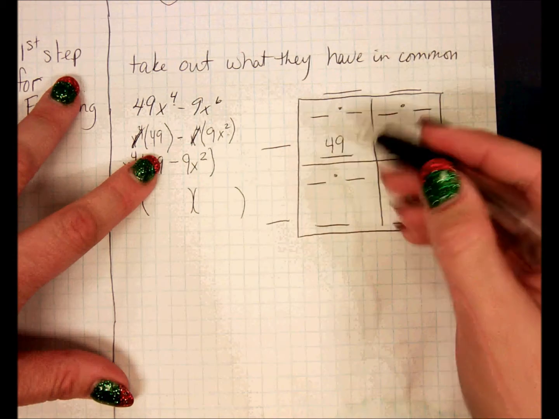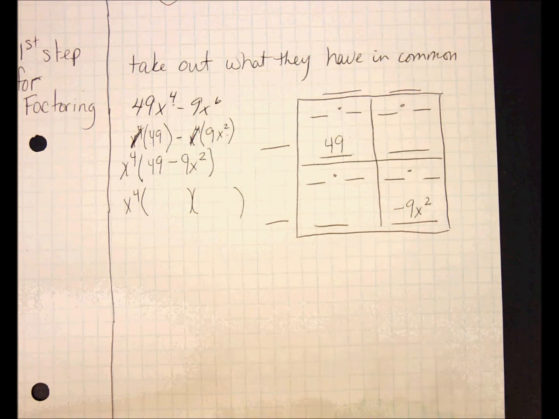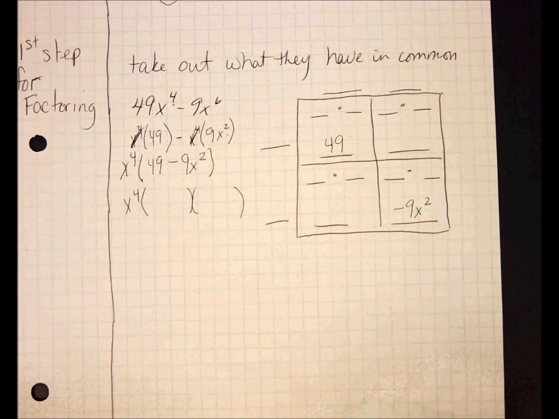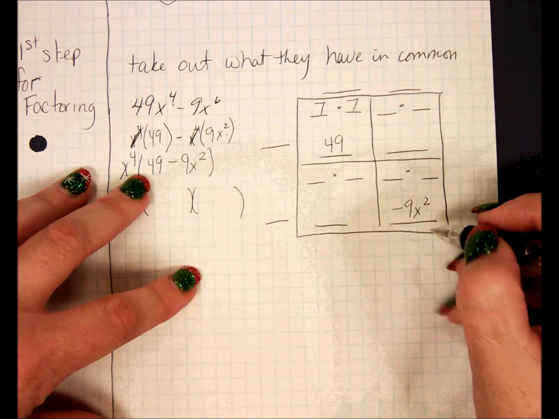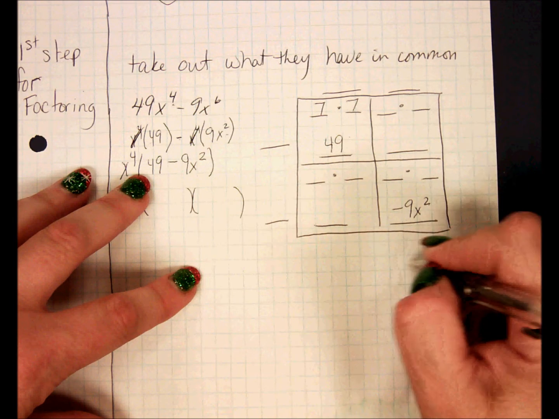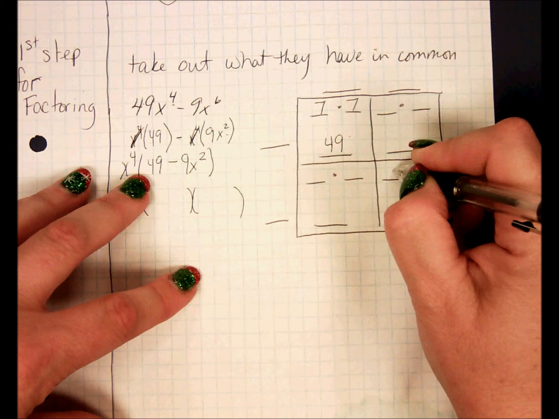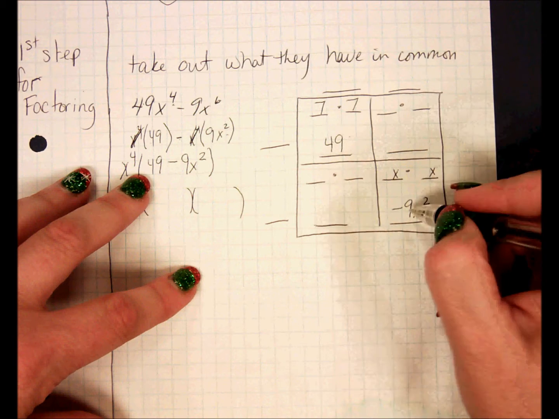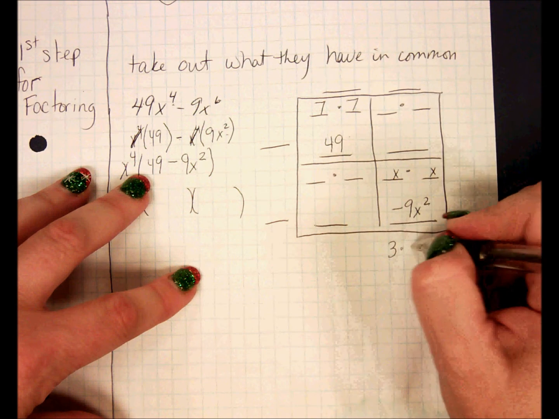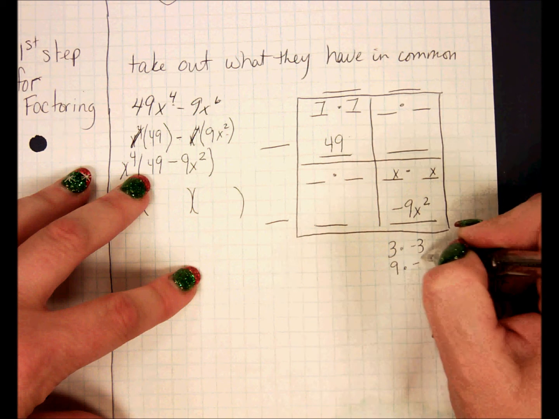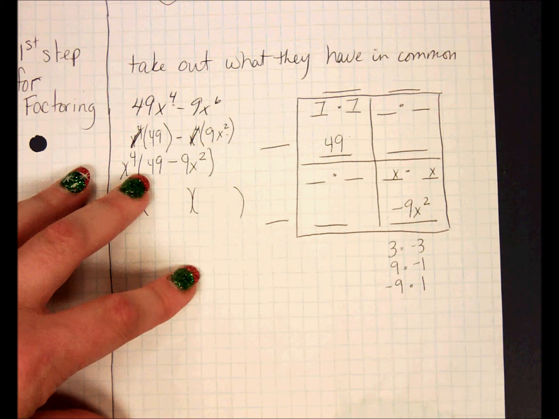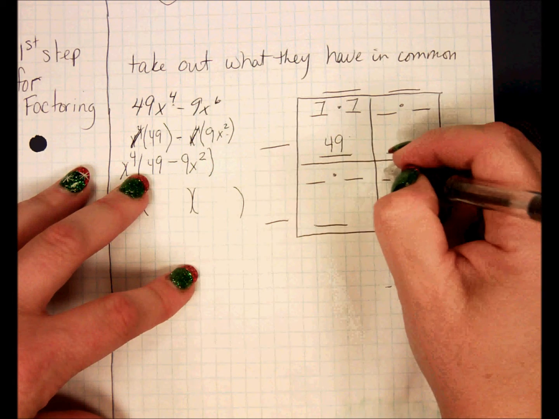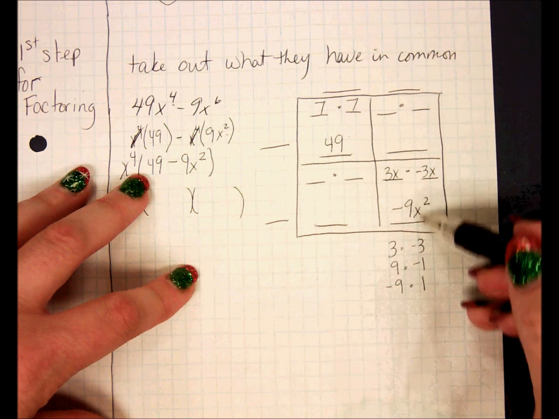We ask ourselves, say 49 could be 49 times 1 or 7 times 7. I'm going to go with 7 times 7 because most of the time the 1 isn't the right one. To get 9x to the 2nd, I know that I'm going to probably be looking at an x and an x of some sort. But how to get the 9 might be 3 times -3, 9 times -1, -9 times +1. I'm going to start with the 3's because a lot of times it ends up being that. And then if it doesn't work, we move on to the next one. So I'm going to say 3x and -3x create this.